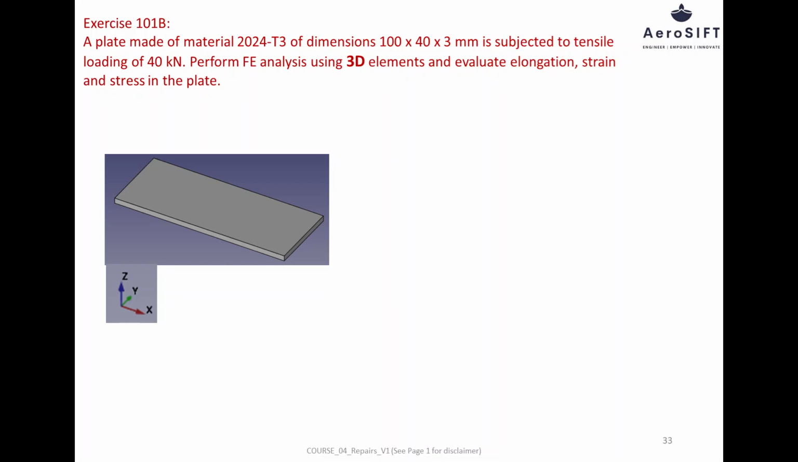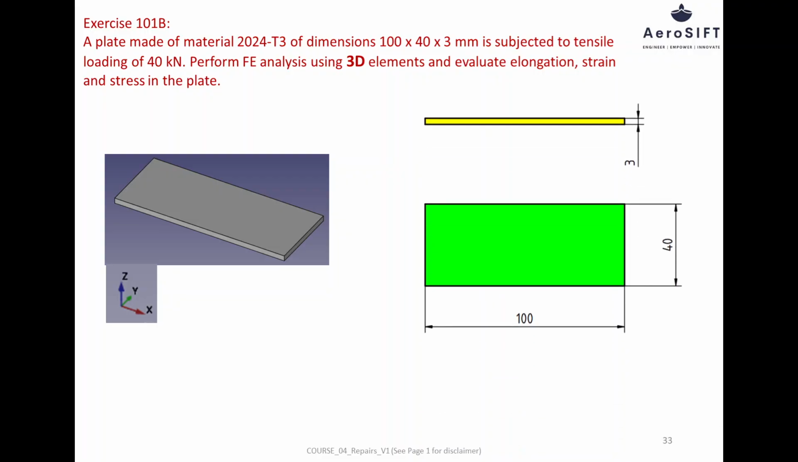This exercise 101B is an extension of exercise 101A, where we now perform a 3D finite element analysis of the same rectangular plate under static loading. The setup remains similar. A plate of dimensions 100 millimeters length by 40 millimeters width by 3 millimeters thickness is subjected to a 40 kilonewtons load applied in the x direction at the free end, while the opposite end is fully fixed. Unlike the 2D shell model used in 101A, this exercise uses a solid 3D model.